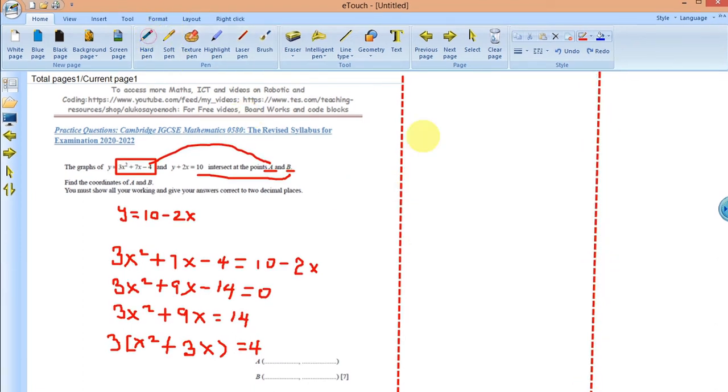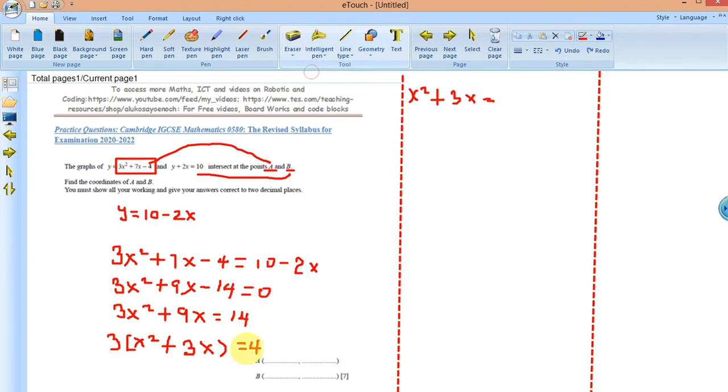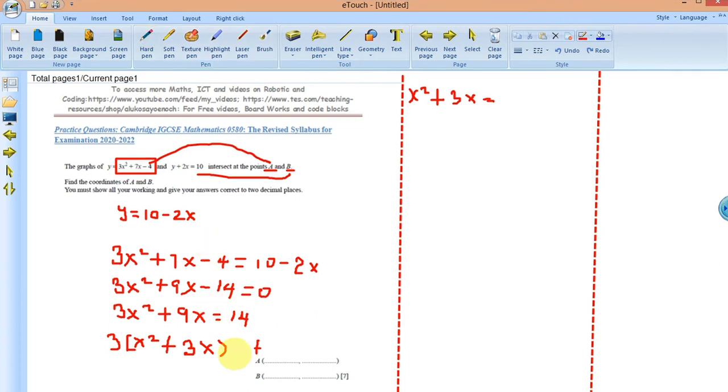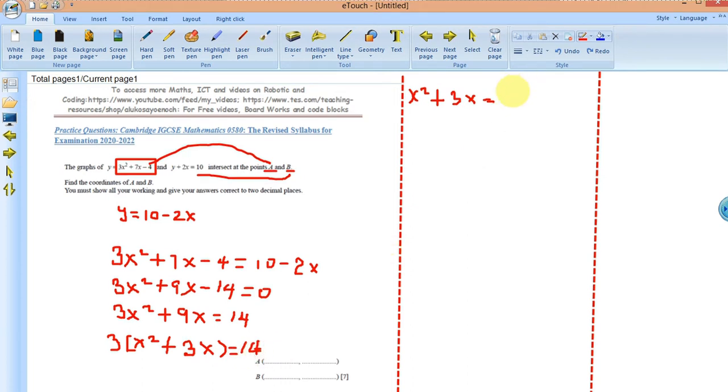Okay, so I have x squared plus 3x equals, and don't mind me, this is meant to be 14. I just put something else. This is 14. Equals 14. Okay, so let's go ahead then. So this is 14 divided by 3, right?